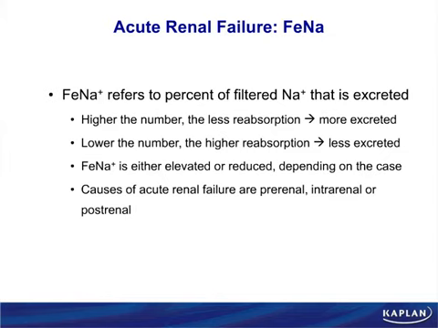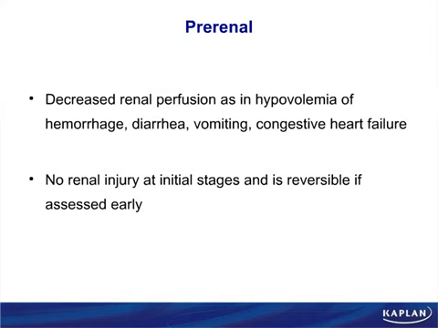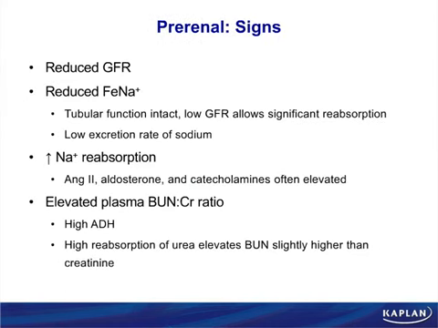Depending on the case. Now again, the cause of acute renal failure could be pre-renal, intrinsic, or post-renal. The FENA will help tell you the difference. In pre-renal azotemia, the problem is due to a decrease in renal perfusion due to a hypovolemic state. This could be due to hemorrhaging, diarrhea, vomiting, or congestive heart failure. There is no intrinsic renal injury at the initial stages of pre-renal azotemia, and this is reversible if caught and treated early.